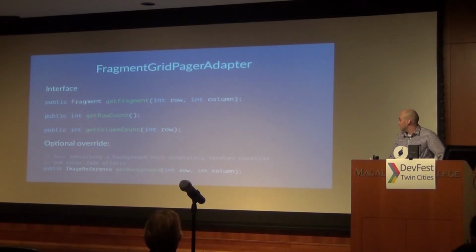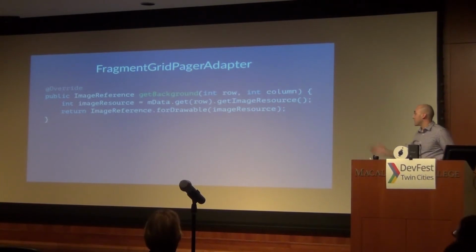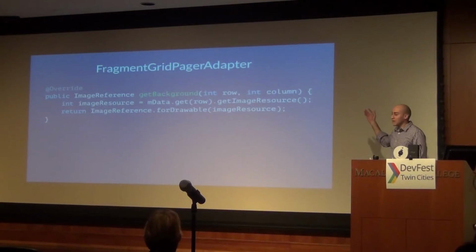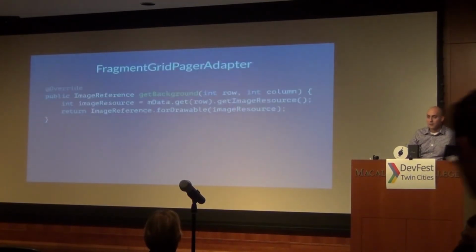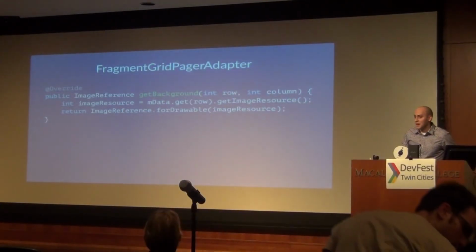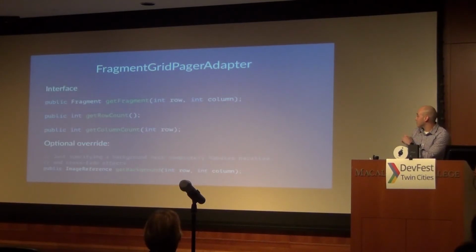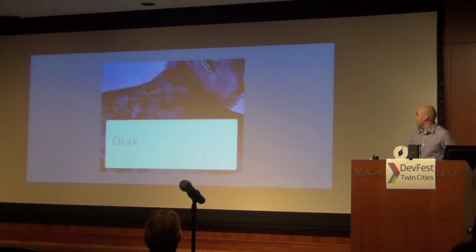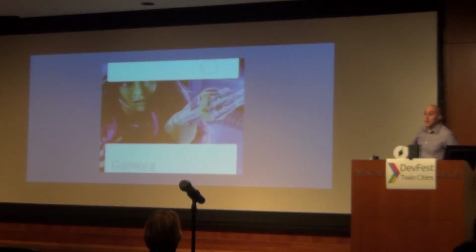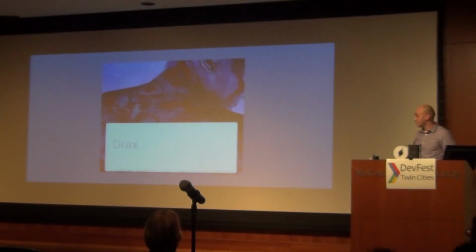Something you can optionally do is specify a background for your row or column. I recommend that. It's a really fun feature, and it's not very complicated. In my case, I just have an image resource associated with each row of my data. And you just create one of these image references really quickly like this. All that parallax stuff is integrated in that. It's all baked in. So all you have to do is implement this one method, and you get all of that crossfade and parallax for free. It's really nice.